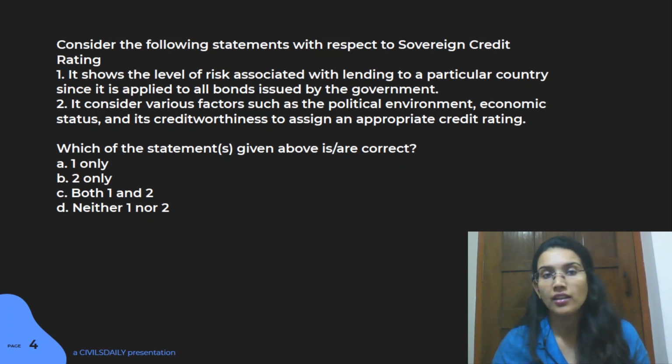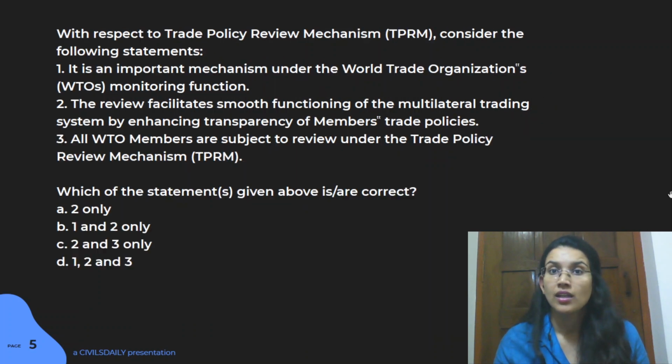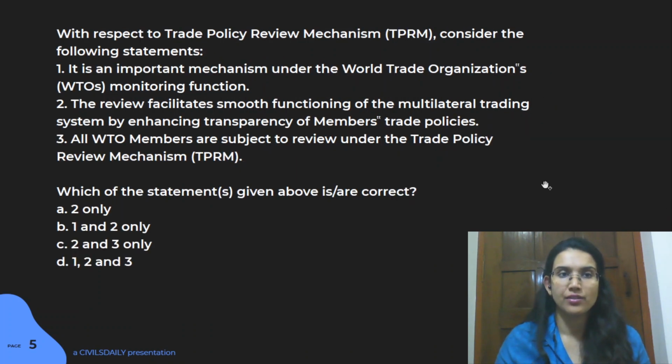And then it is renewed in a year and put out across at the global level. So that is the concept related to sovereign credit rating. Next, we have the trade policy review mechanism. Now, again, something related to WTO.